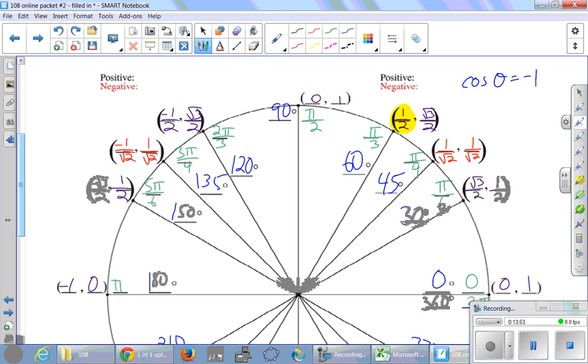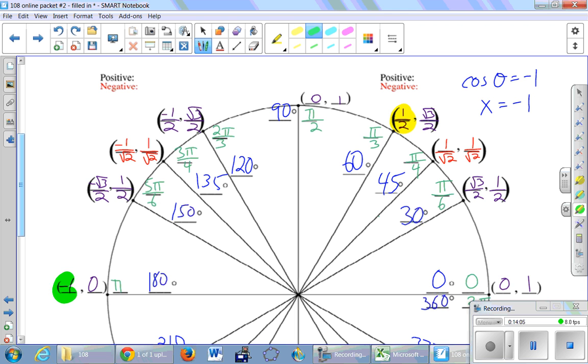Is the cosine the x or the y? Cosine is the x, so here we want places where the x is negative 1. In fact, there aren't 2 points on the circle where the x is negative 1. There's only 1. So we'll highlight it here in green. That point right over there is the only place where the cosine is equal to negative 1. It's the only point on the circle where the x coordinate is negative 1. So then the answer to this problem is the angle. It's 180 degrees, or pi radians.